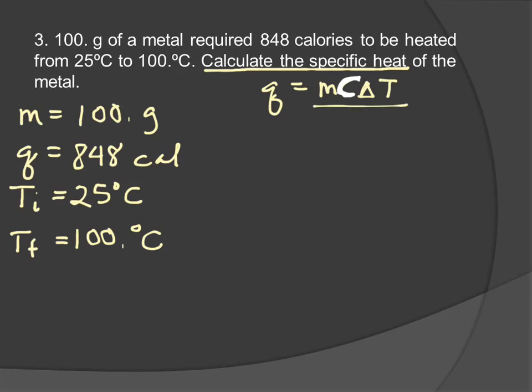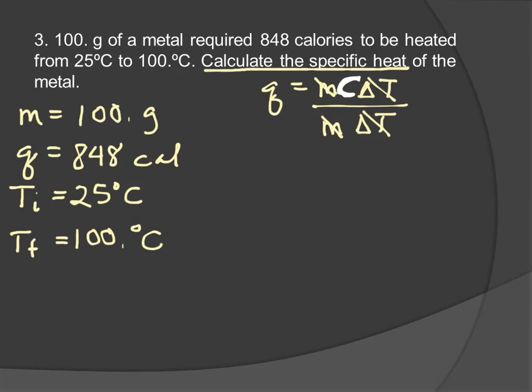So I'm going to divide this side by m and by delta T. Why? Because I want to get rid of m and delta T. I want to get C all by itself. If I divide by m, m over m is 1. We say they cancel out. Delta T over delta T is 1, and they cancel out.